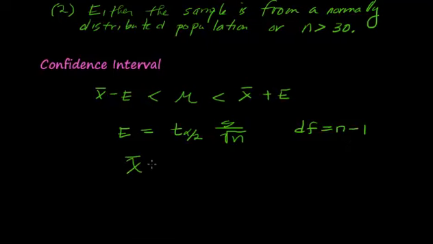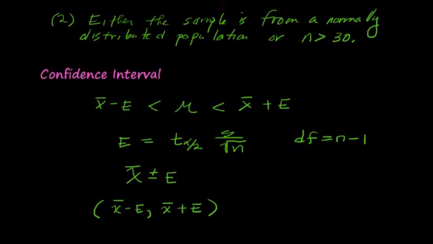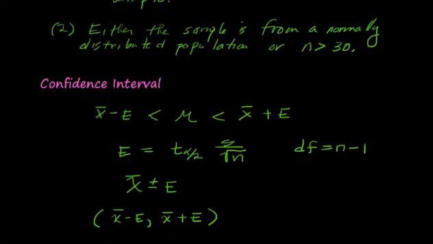Another way to state the confidence interval, point estimate plus or minus the margin of error, or in interval notation, x bar minus E, x bar plus E. So the three ways we saw before to express a confidence interval estimate. Okay, these are the basics for constructing our confidence interval estimate, and we'll get into some more detail in the next videos.